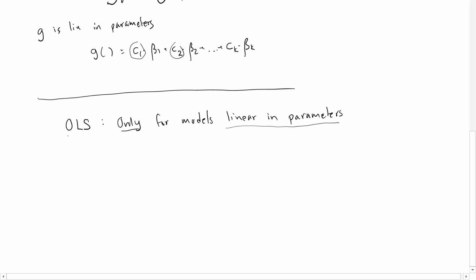There is actually another method that you can use for models that are nonlinear in parameters. Remembering that the O is for ordinary, this is also a least squares method, but it's what's called nonlinear least squares, so it's called NLS. And this can be applied to all types of models, whether linear in parameters or not, whether linear in data or not. So this works for all regression models.